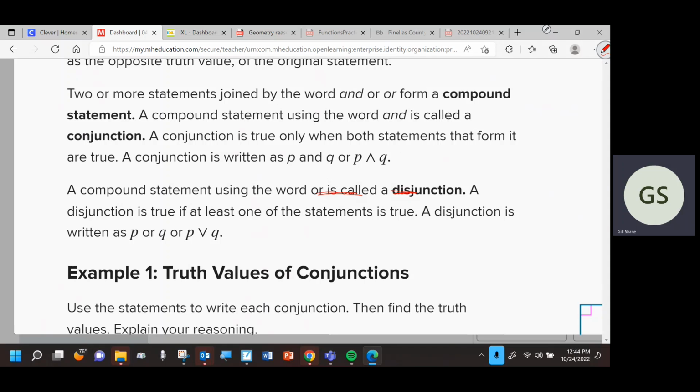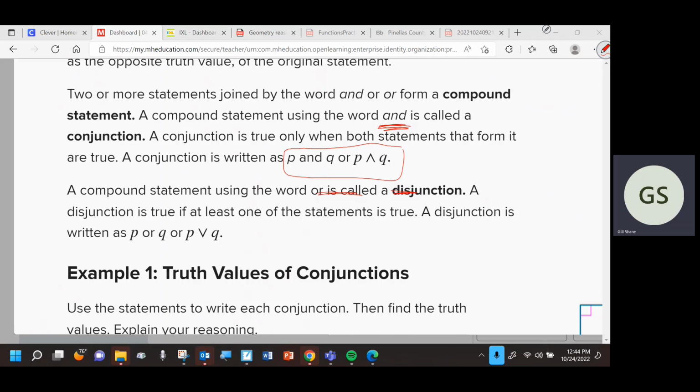Next, two or more statements joined by either the word and or the word or form a compound statement. Again, I'm not super worried about you knowing the definition behind that, but you do need to understand what they mean and how to determine whether or not they're true. That's the important part. So if this compound statement uses the word and, it's called a conjunction. If you've ever used that word in other ways, conjunction means you're kind of taking two things and making them one. It's really one statement, and they both got to be true. That's the key part. Actually, all of this is the key part.